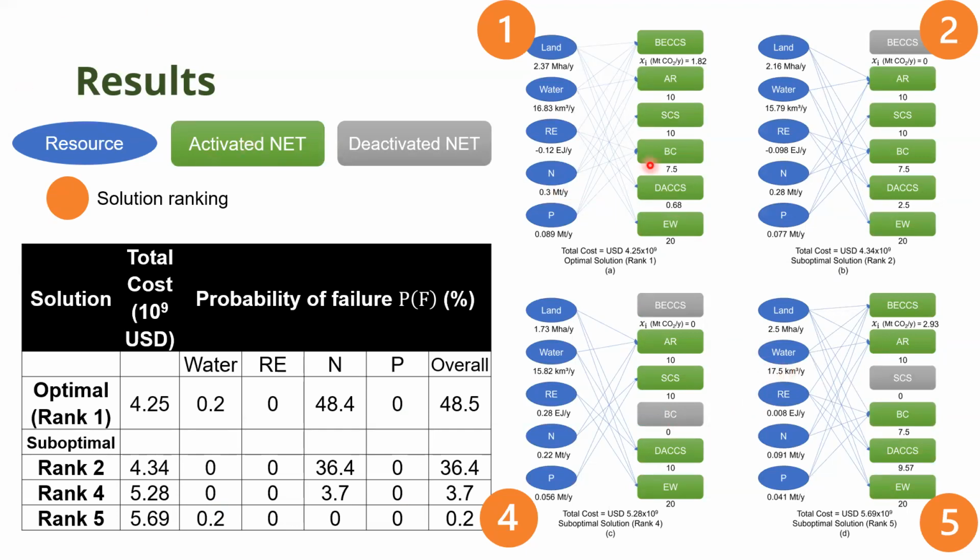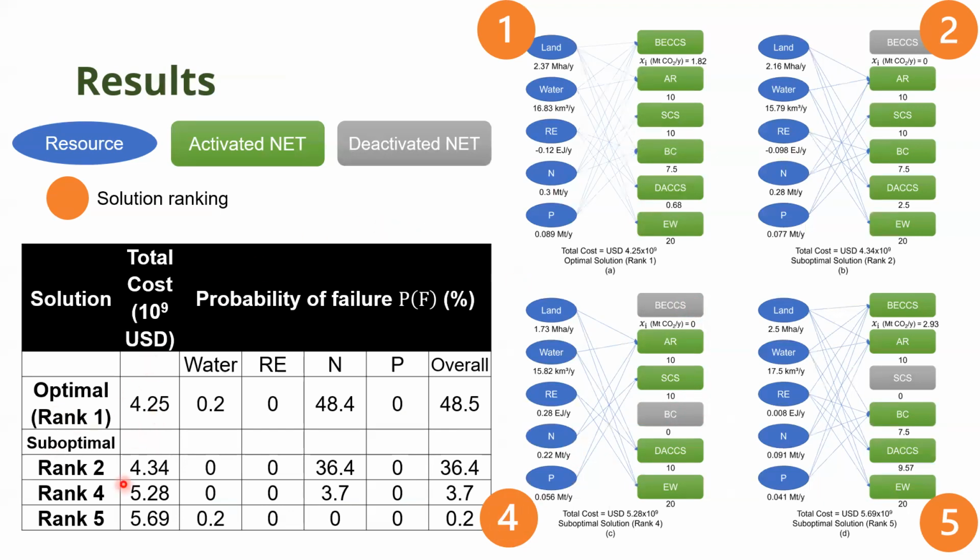A green color means the net is activated in the portfolio, and the gray color means the net is deactivated. So the solutions have different technology mixes of the nets. For example, solution rank 1 or the optimal solution, here all nets are activated. But for the rest of the solutions, like for example, solution 4, BECCS and biochar are deactivated.